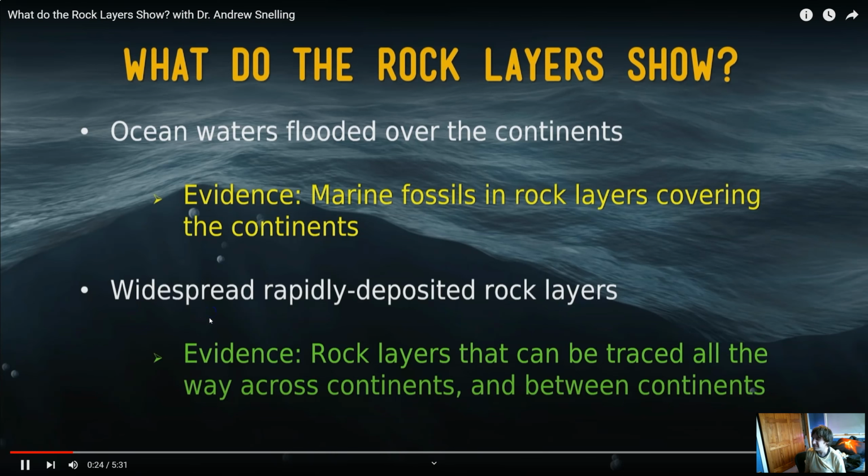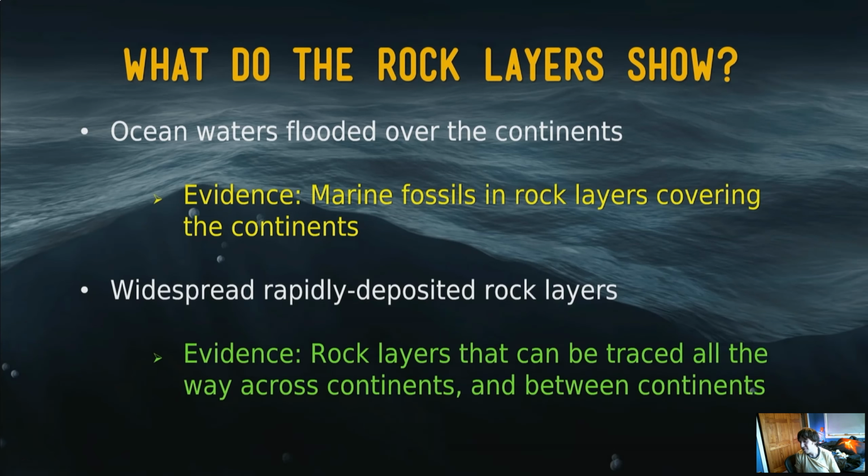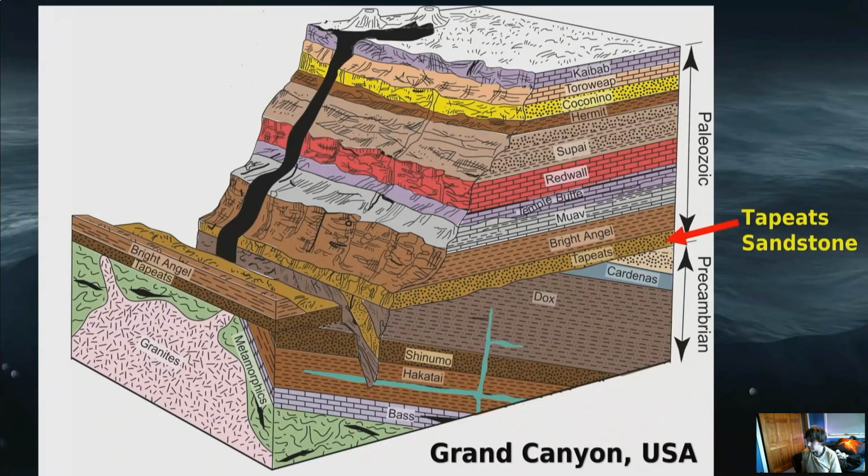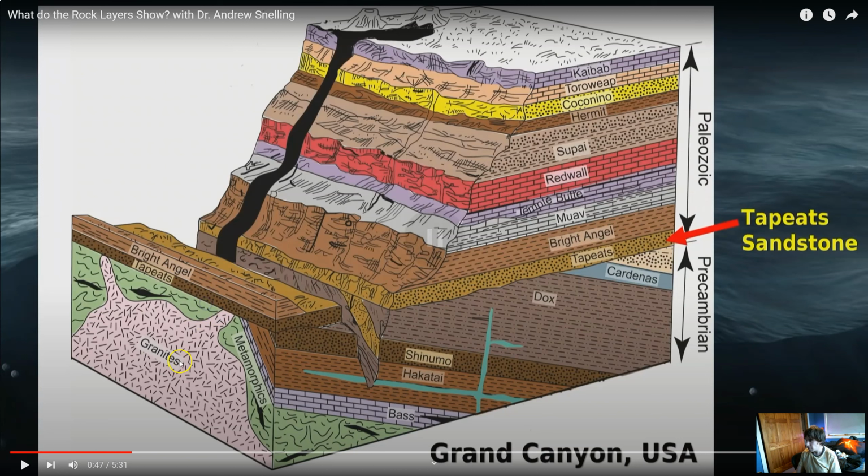They had to get transported, lifted up by the floodwaters and dumped up on the continents. No, they weren't. And wouldn't you expect to find widespread, rapidly deposited rock layers because the flood was global and it went all around the Earth? Yes. We find rock layers that can be traced all the way across continents and even between continents. Let me give you examples. The Tapeats sandstone at the bottom of the Grand Canyon.